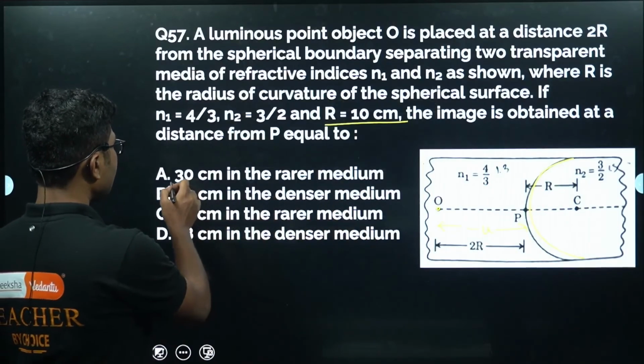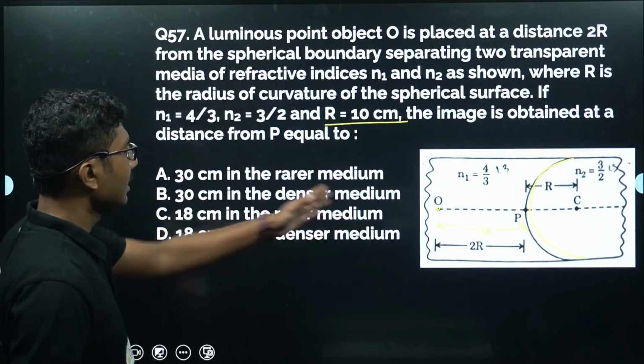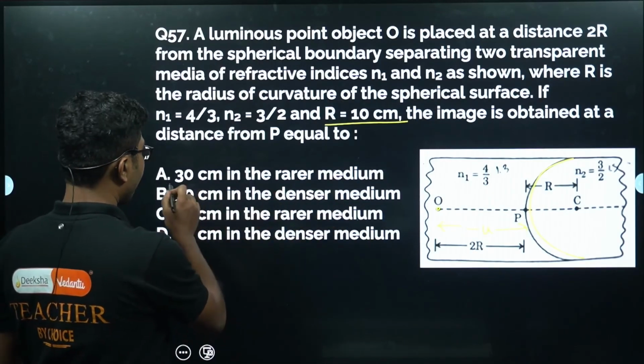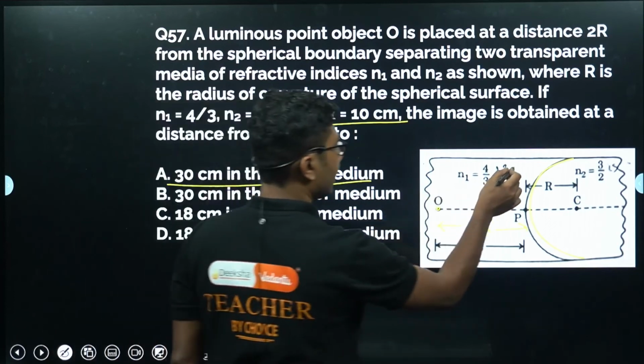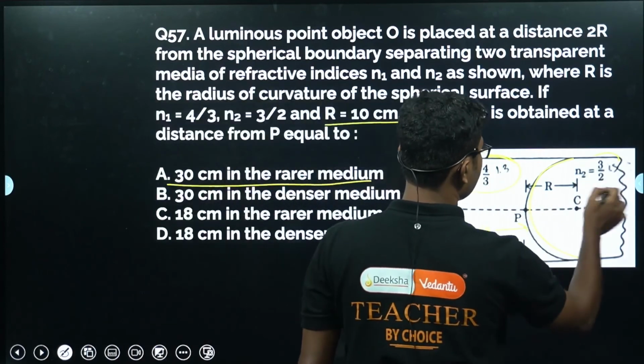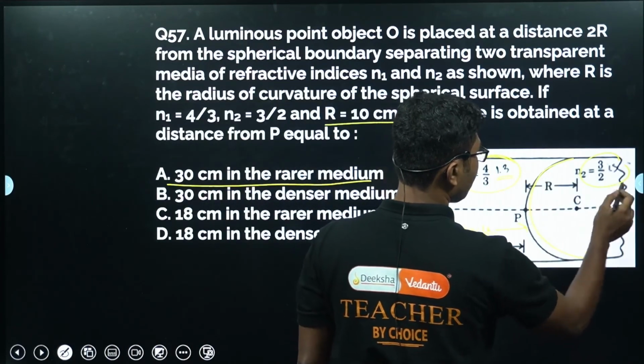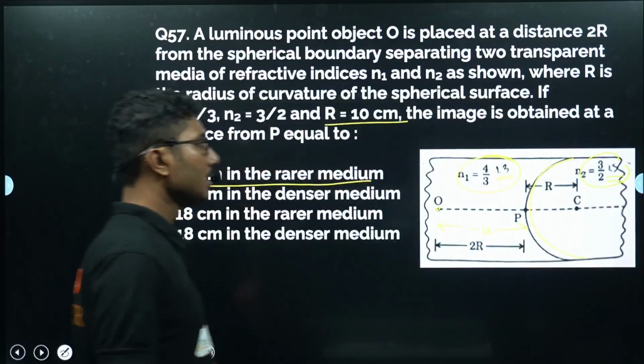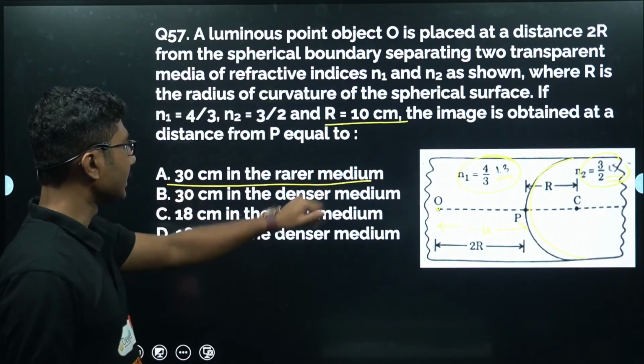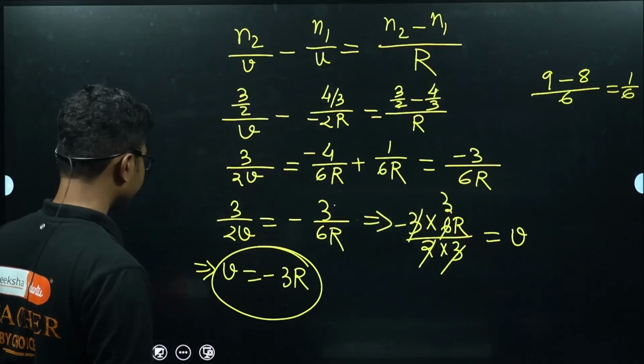So 30 centimeter in the rarer medium, right? This is rarer, this is denser. So it is 1.3 approximately, this is 1.5 approximately. So 30 centimeter in the rarer medium.